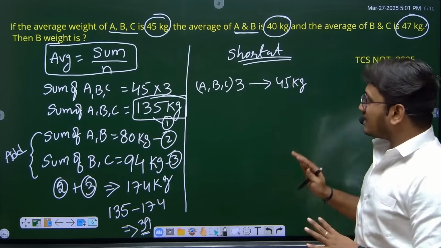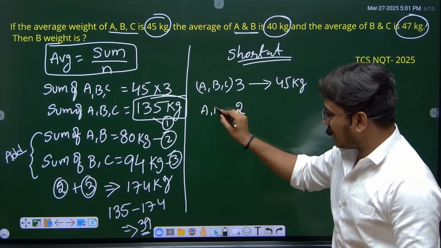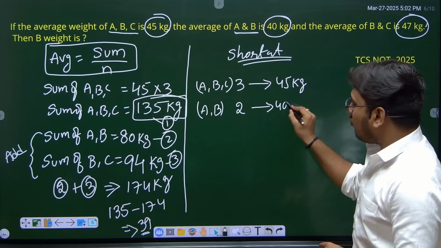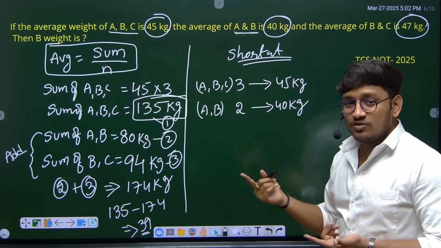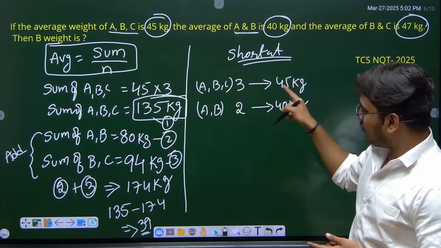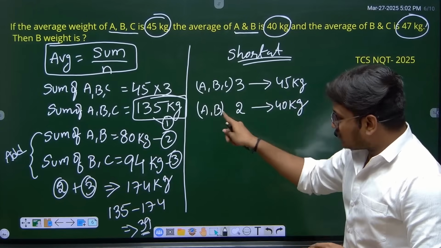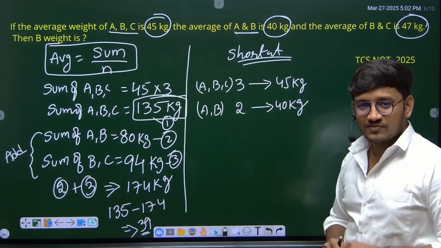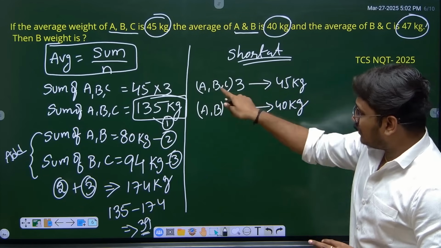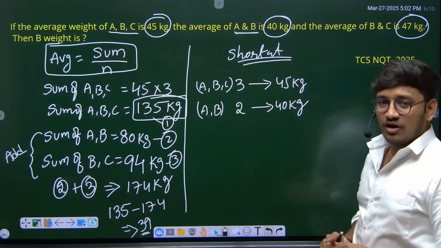Now the condition is the first 2 members, I mean A comma B. The first 2 members' average is only 40. What I assumed is A has 45, B has 45, C has 45. That's what we assumed. But what is the twist here? The first 2 members have only 40 kgs. I assumed A has 45, B has 45, but actually A and B have 40 kgs and 40 kgs.